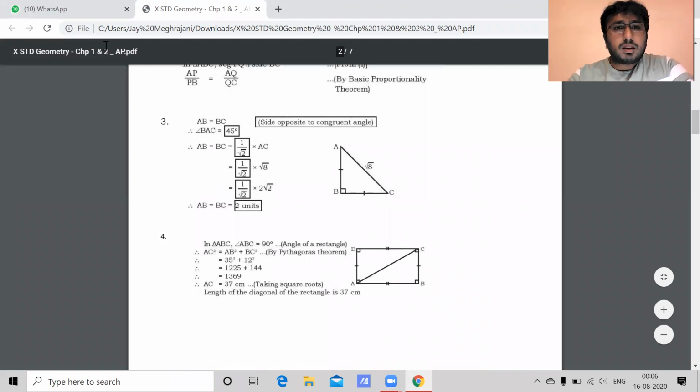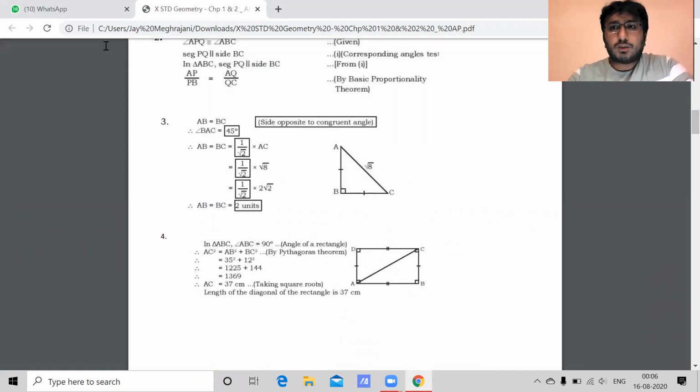Question number 3 was to fill the boxes. It was an activity based sum. The first thing, AB is equal to BC. Now students, there are 2 things which you can write. First, you can write side opposite to congruent angle. Even this is correct. Or if you have written given, that is also correct. So given and side opposite to congruent angle both are correct.